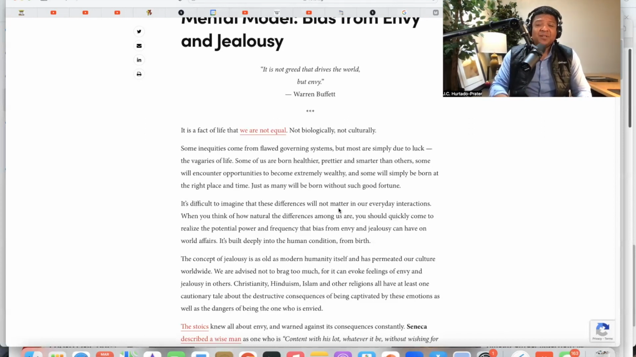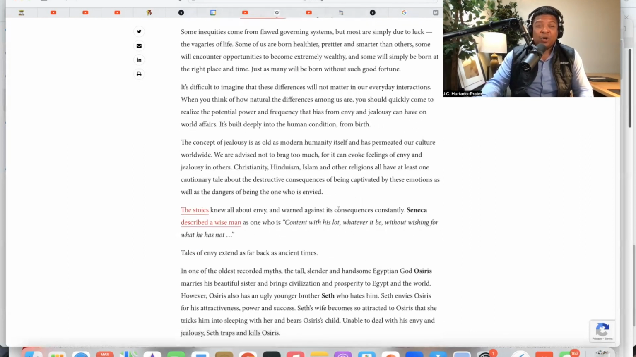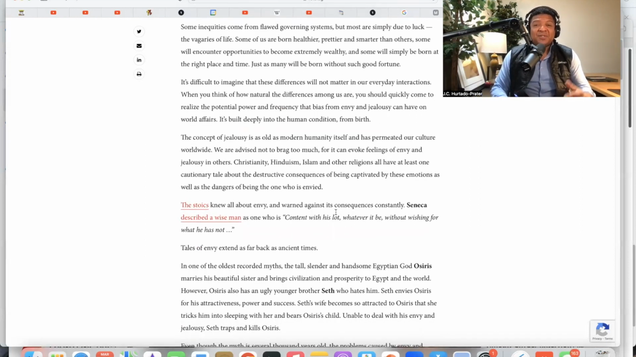The concept of jealousy is as old as modern humanity itself and has permeated our culture worldwide. We are advised not to brag too much, for it can evoke feelings of envy and jealousy in others, right? It's one of the reasons why we don't talk about pay. Because if you make 150 grand a year and I make 75 grand a year, then I'm going to immediately feel jealous of you. Instead of being grateful for the 75 grand that I make, all of a sudden now it's not enough. When maybe a few years ago I would think, if I could just get the 75 grand, I'd feel really good about myself.